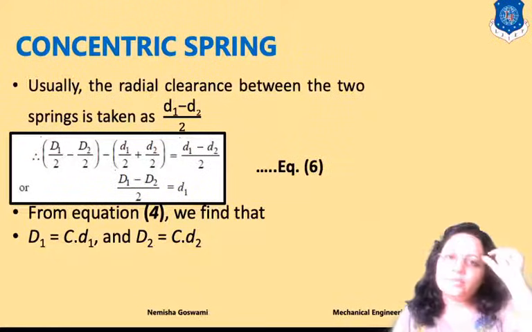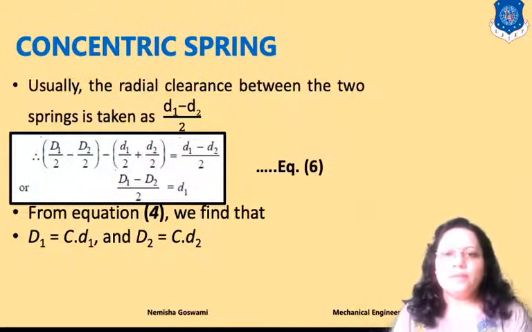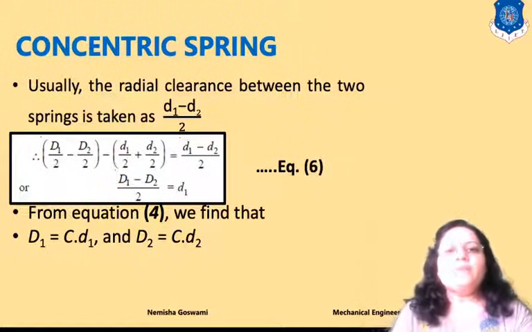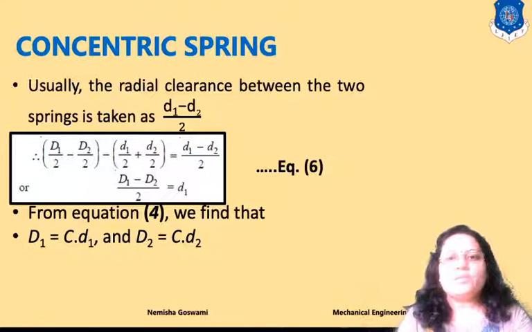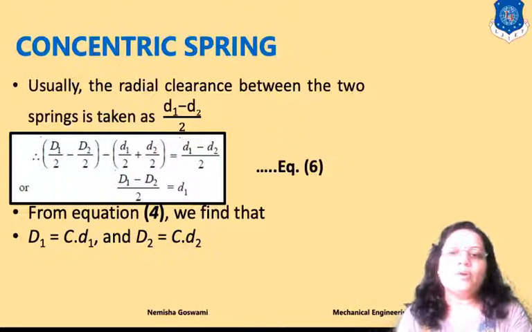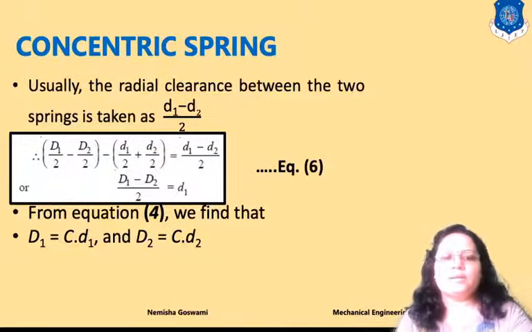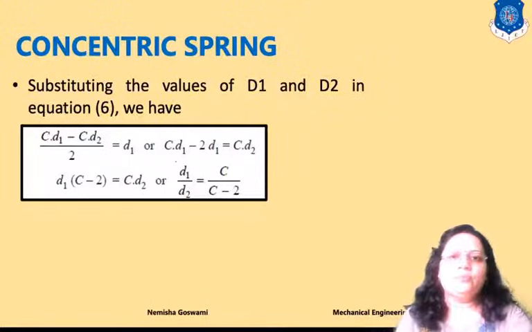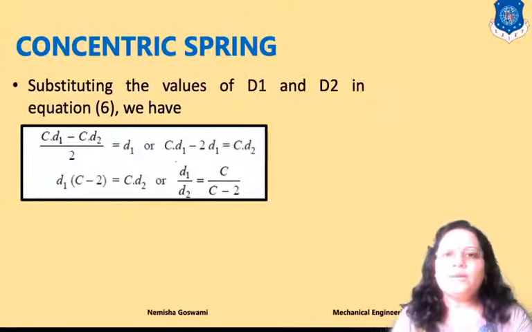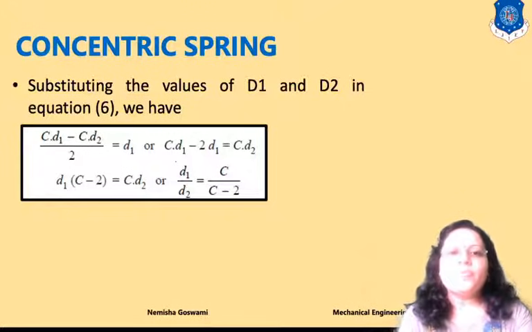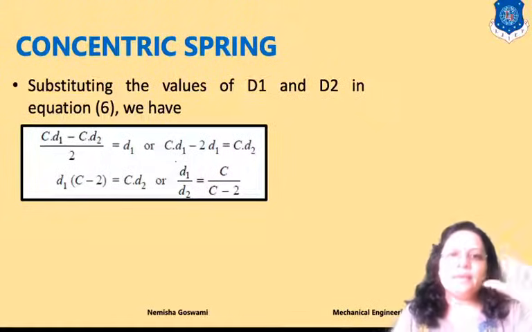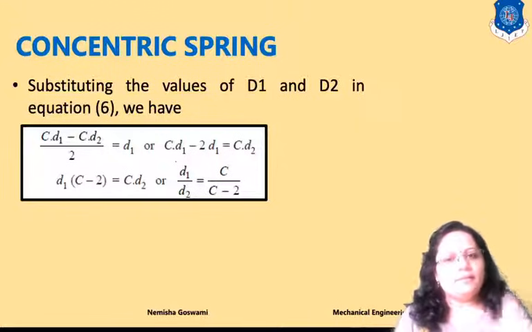So after solving this equation, we will get capital D1 minus D2 divided by 2 is equal to d1. And we know capital D1 divided by small d1 is equal to the spring index. So after putting the value of capital D1 is equal to C into d1 and capital D2 is equal to C into d2, we will put these values in equation number 6. After putting these values, we will get the final equation: small d1 divided by small d2 is equal to capital C divided by capital C minus 2. Here capital C is your spring index, given by the mean coil diameter divided by the wire diameter.